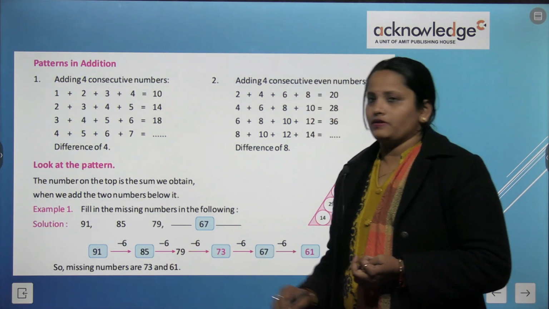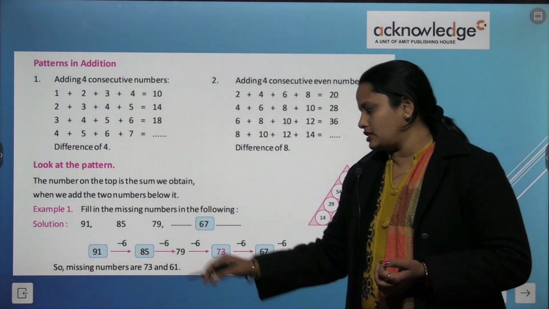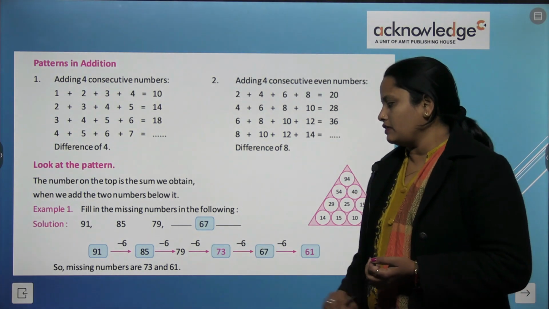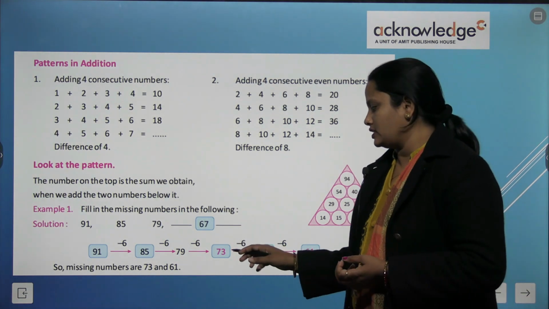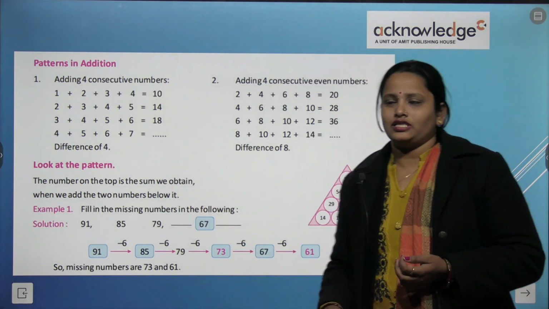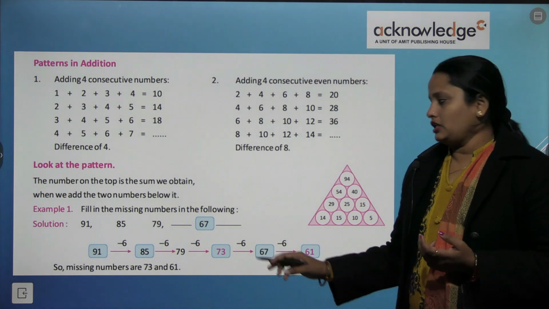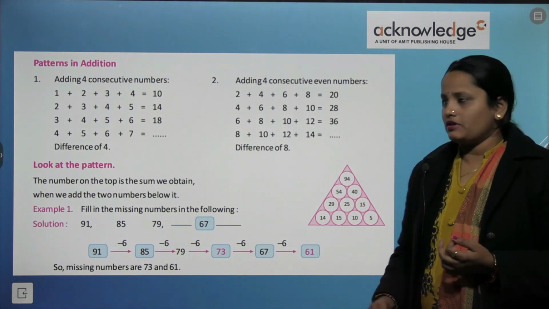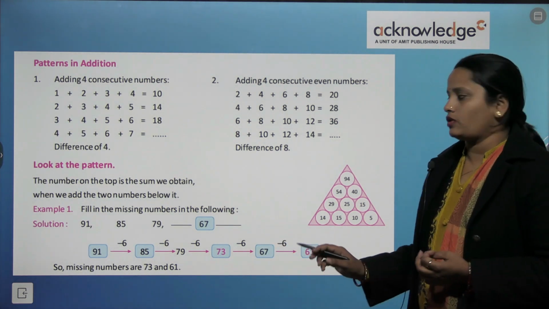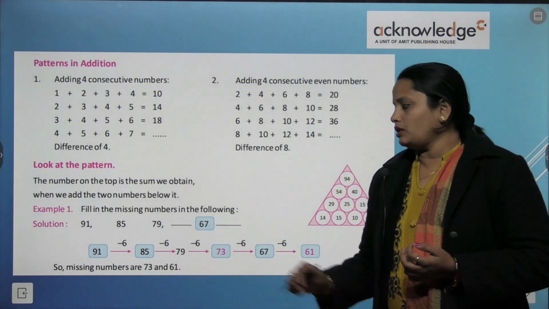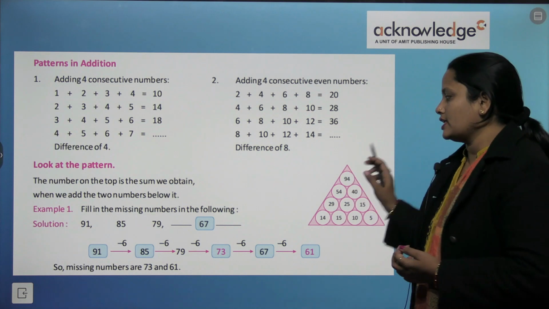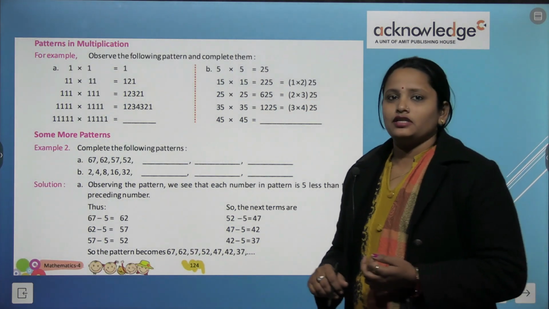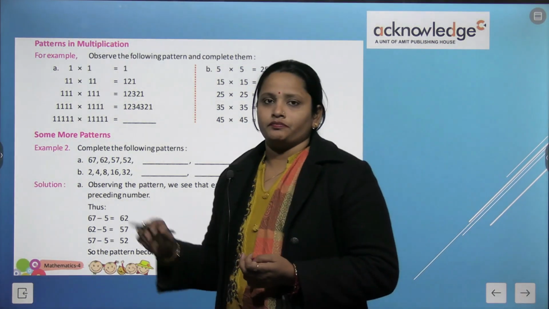Similarly, हमने 85 और 79 को minus किया तो आंसर आया -6. 79 minus 70. अब 79 में से हम -6 कर देंगे तो we will get 73. Here we have to write 73. अब 73 में से हमने 6 minus किया तो आया 67 और फिर 6 minus किया तो आया 61. So the missing numbers are 73 and 61. इसलिए जो missing number है वो 73 और 61 है.